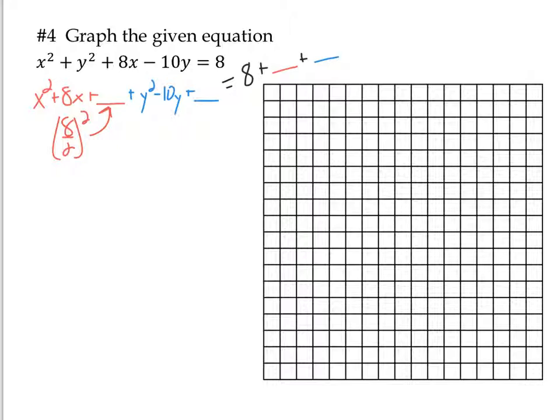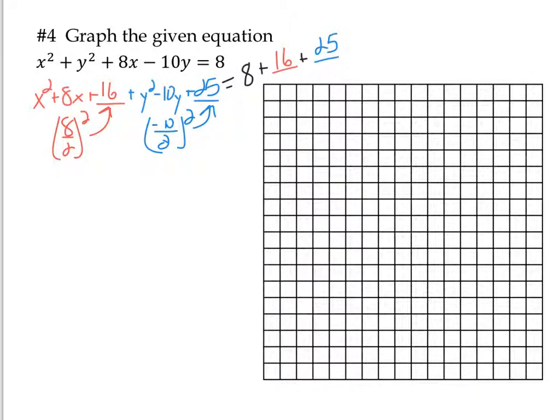So 4 squared, that's going to be 16. So we're going to have to add a 16 on both sides. Then we're going to take negative 10 over 2 and square that. Negative 10 over 2 is negative 5. When we square it, we're still going to get a positive. That'll be 25. So we're going to add 25 to that right side.